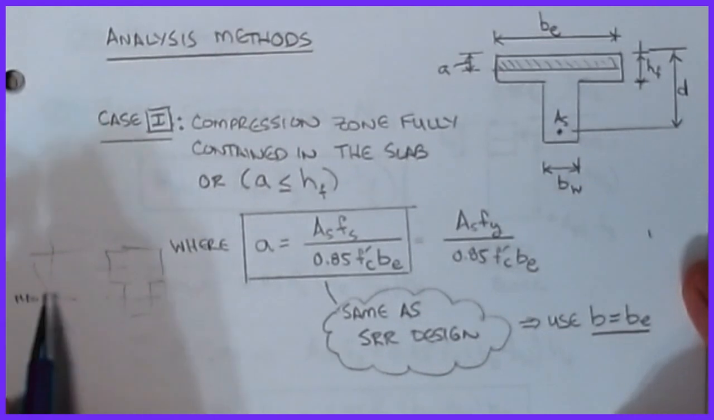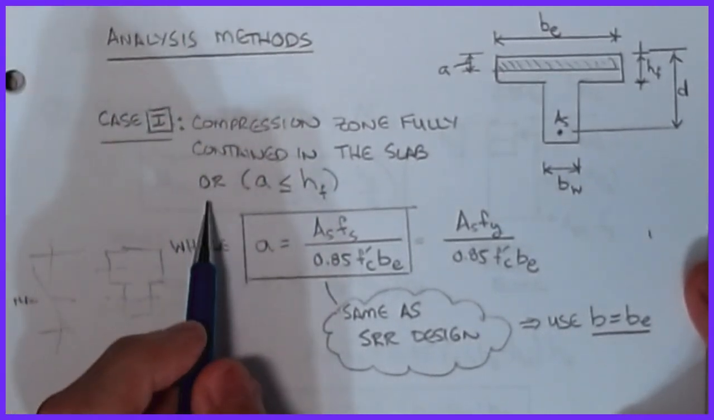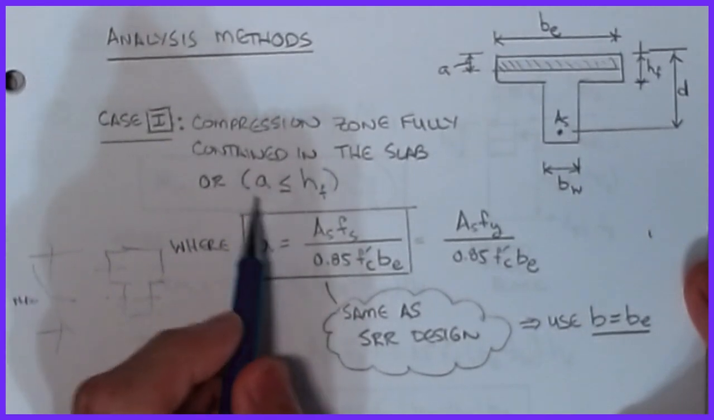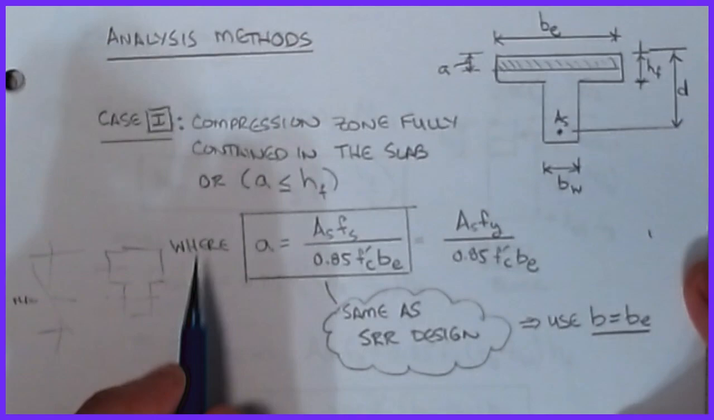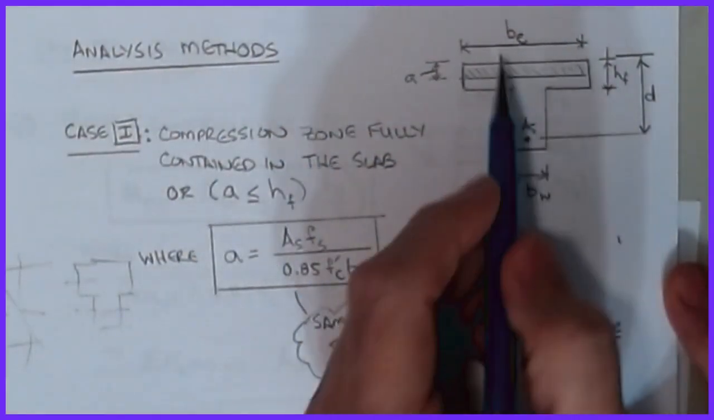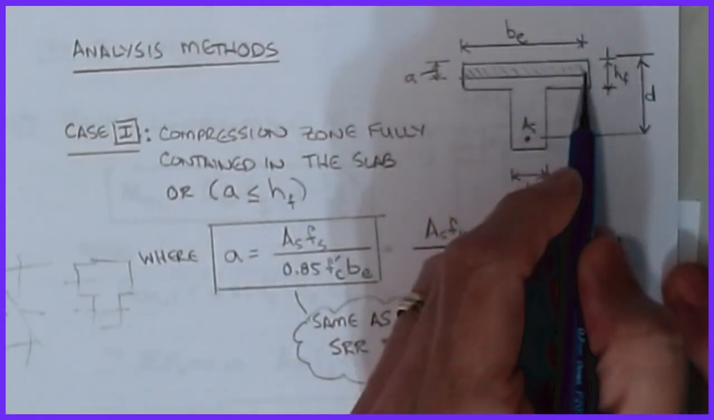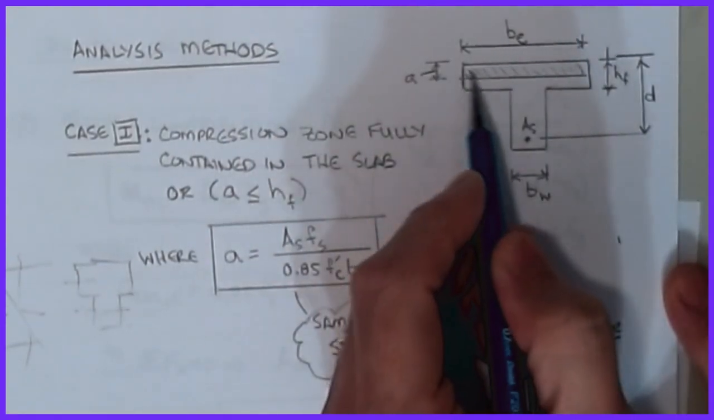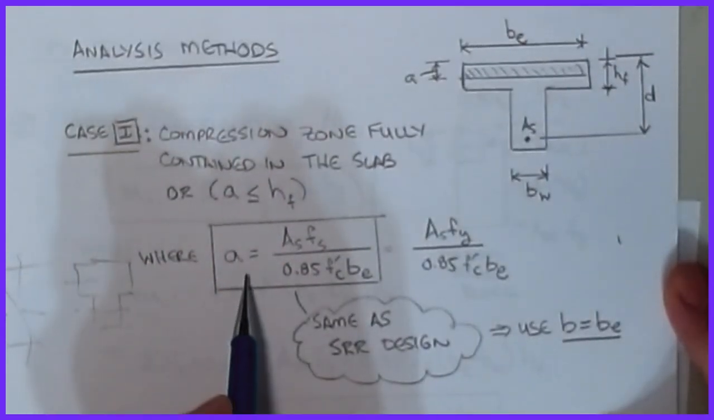And so what we're looking at is the first case where the compression zone is fully contained in the slab, or the scenario where our a, remember from Whitney's stress block, is less than or equal to hf. Okay, and when that happens, this is just basically a simple rectangular reinforced section with a BE width assigned to it. And so you can see I've shaded what would be the compression block, and if a, that shaded region, is fully contained in here, then I can solve for a just by doing sum of forces X, sum of forces Y.